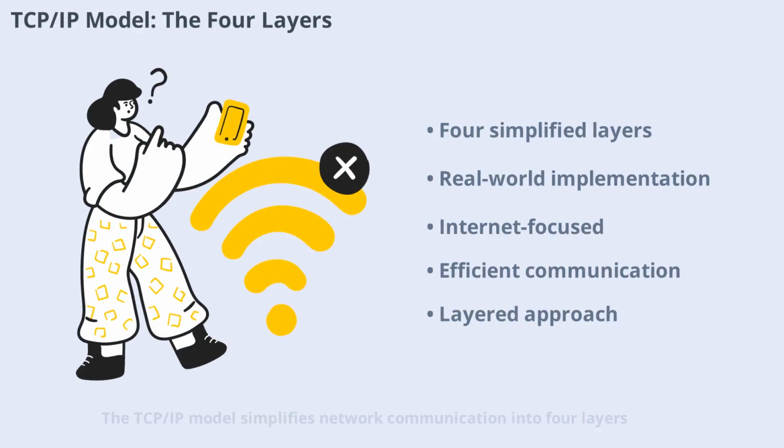The TCP/IP model simplifies network communication into 4 layers: link, internet, transport, and application. Each layer is responsible for specific tasks, such as physical data transmission, routing, reliable delivery, and user-facing applications. This streamlined structure makes the TCP/IP model more practical for real-world networking, especially for internet-based communication. Understanding these 4 layers helps clarify how data travels from your device to its destination across the web.